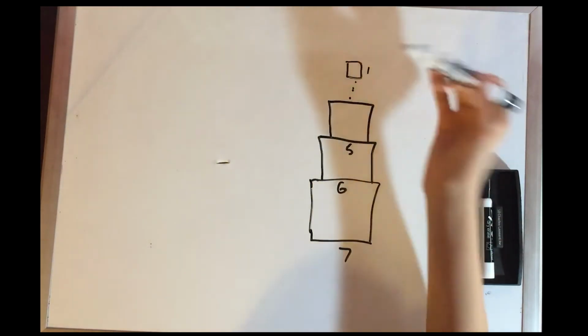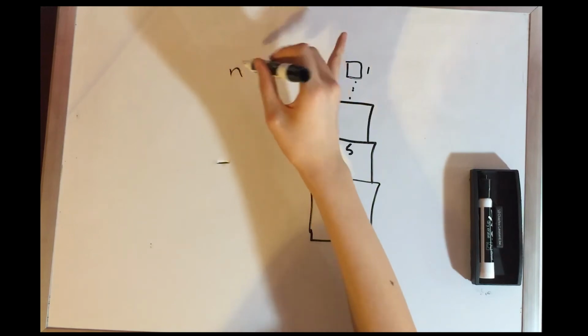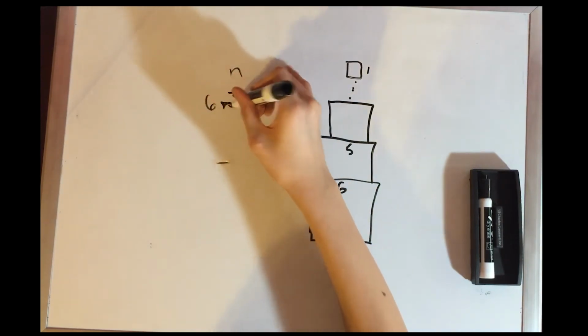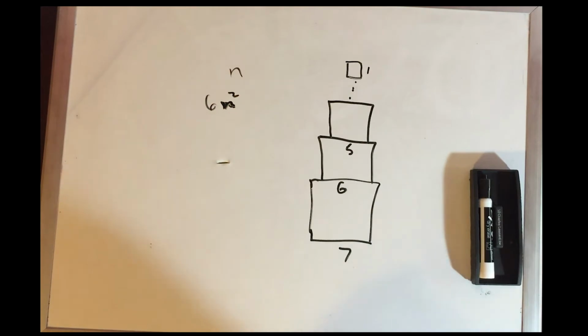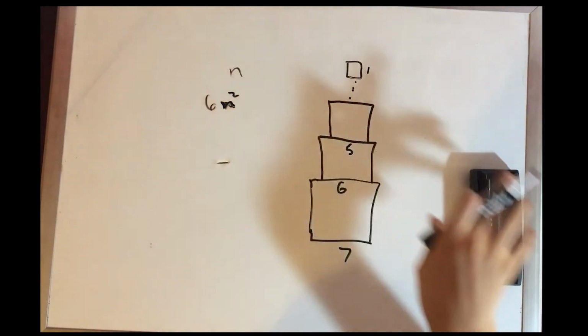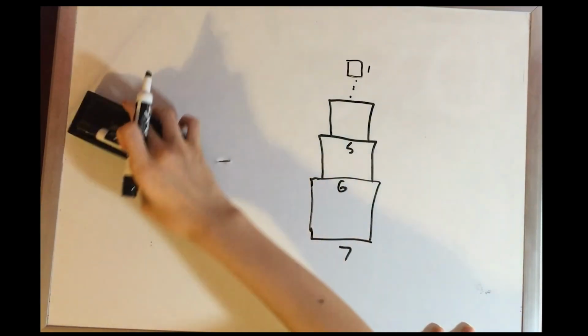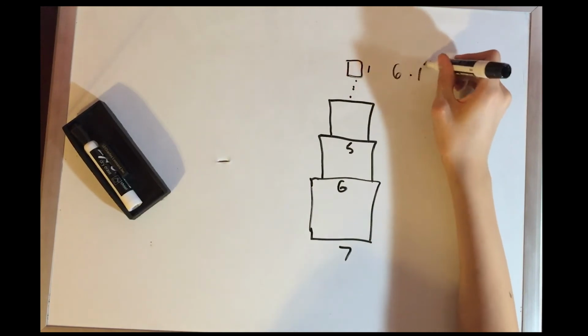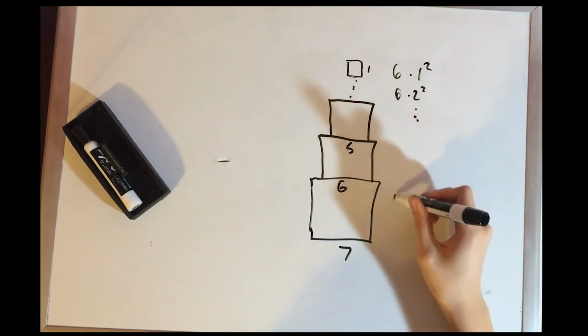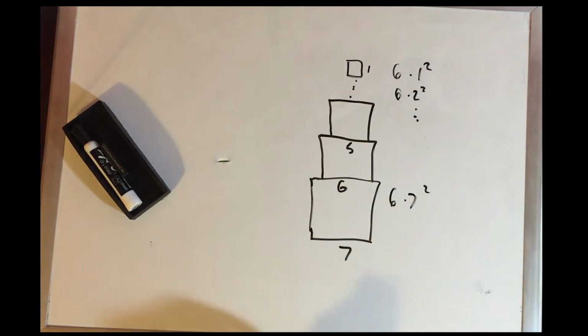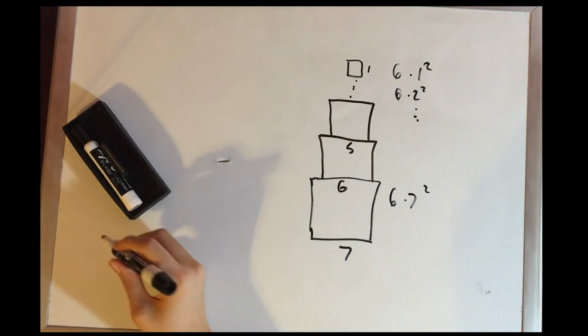So what will this be? The surface area of a cube with side length n is just going to be 6n squared, because a cube has six faces of squares, and those squares are going to have the same side length, and so each of those squares is going to have an area of n squared, and there's 6 of those, so the total surface area of that cube is going to be 6n squared. So for each of these cubes, the surface area is going to be 6 times 1 squared, 6 times 2 squared, and so on to 6 times 7 squared, and we want to add all of those up.